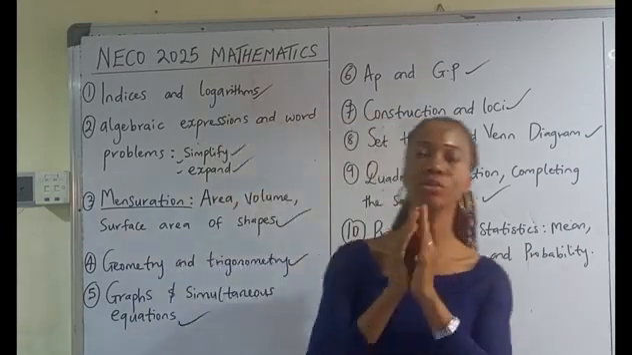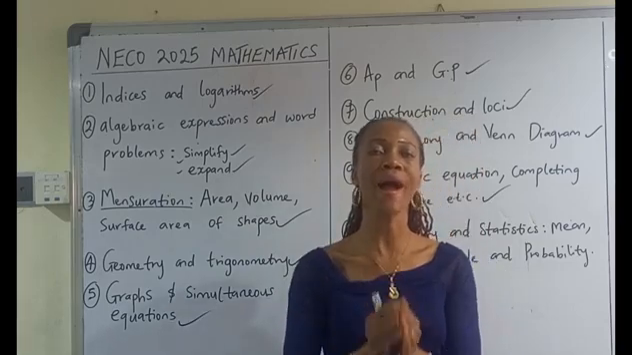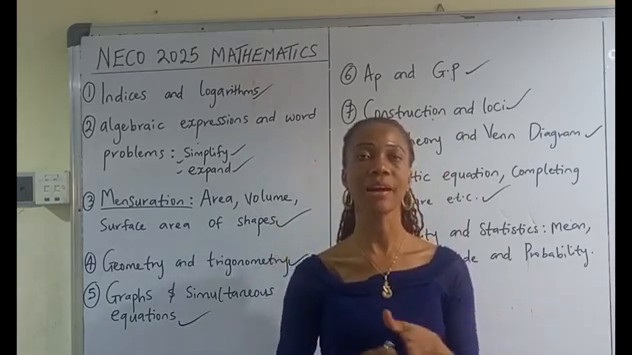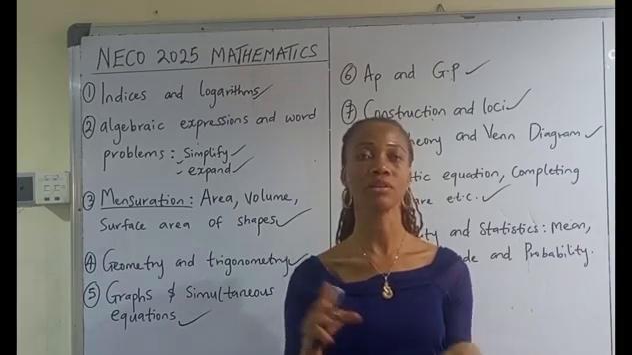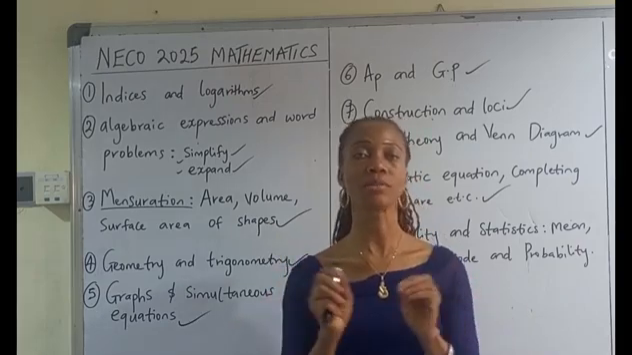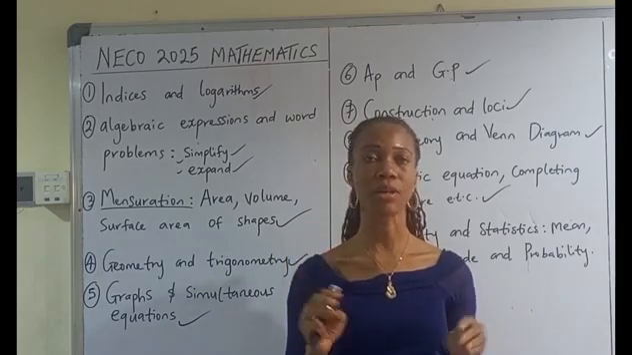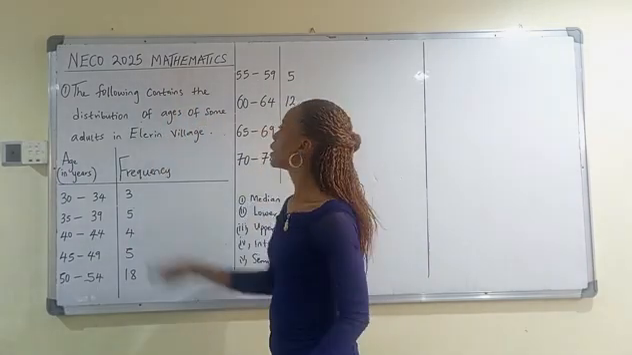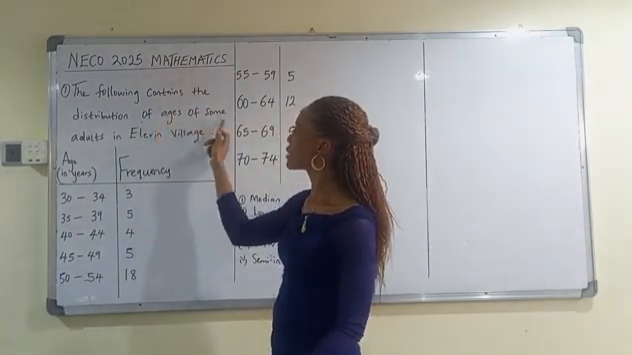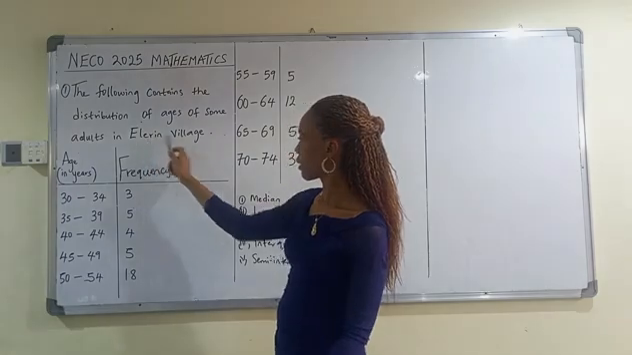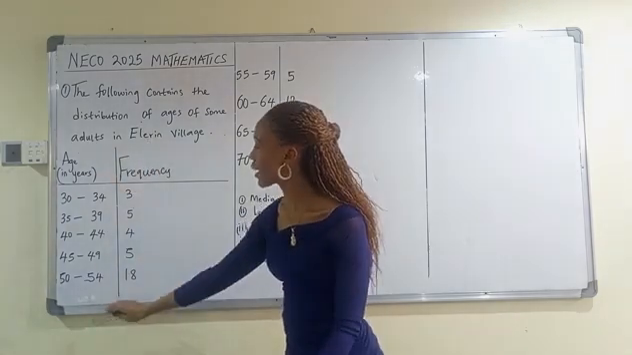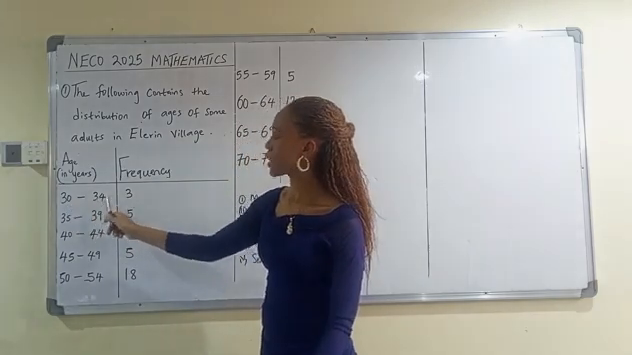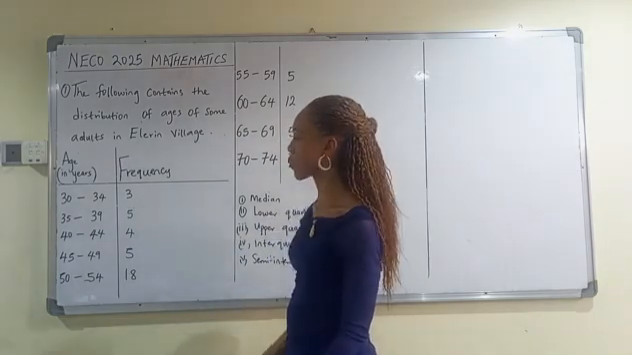Now let's go into the video on how to find cumulative frequency, the percentile, the quartiles, the semi-quartile, the upper and lower quartiles, and then the interquartile range. Let's look at this real NECO question. The following contains the distribution of ages of some adults in Elerin village. This is the ages. You can see the lower boundary and the upper boundary. Then this is the frequency.